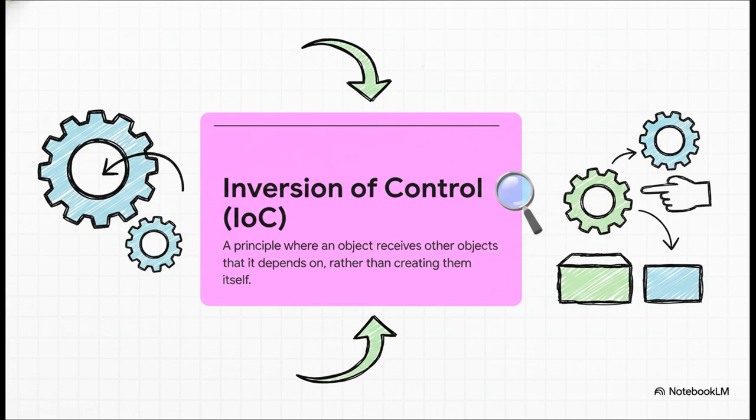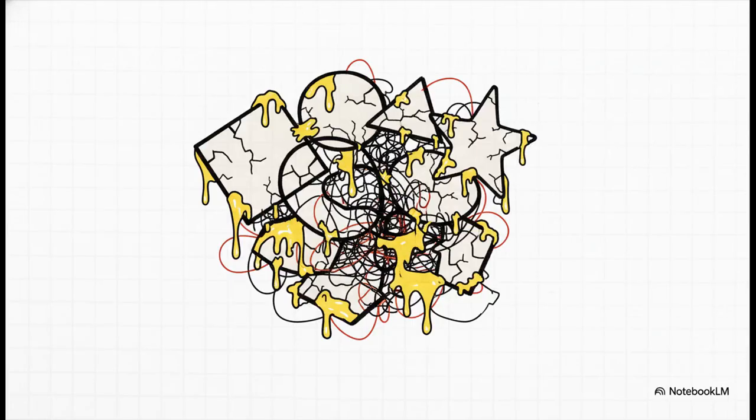You see, normally, our function controlled its dependency. It created it all by itself. With DI, we invert that control. We let something on the outside, like our main function or a test, be the boss and decide which dependency gets used. Without this idea, we're living in a world of tight coupling. Just think of it like all the parts of your code are welded together with superglue.